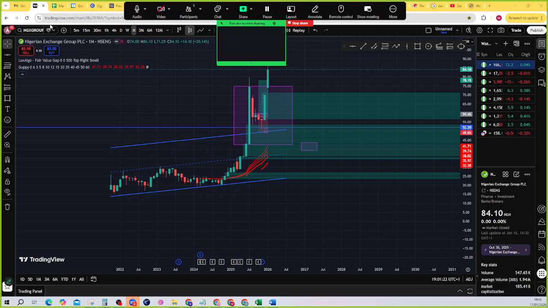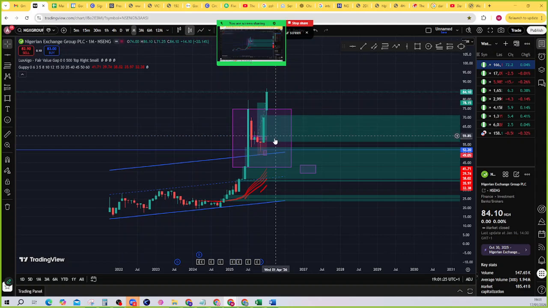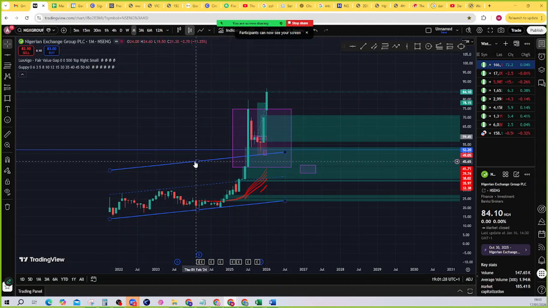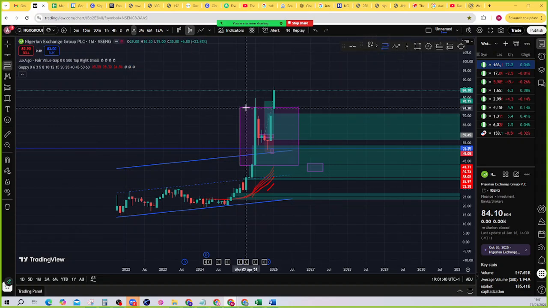Sorry, that was network. Okay, so you now see that this is a breakout already. This is a breakout. So what do we expect? Expect it to keep going higher. But how high it will go, that's what we don't know, except we want to now project. And that projection sometimes doesn't give us an accurate reading.